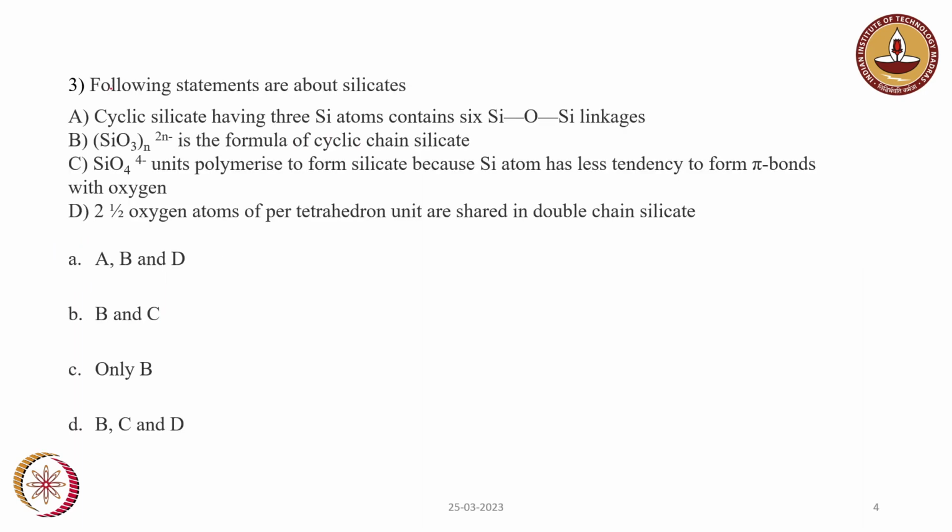The next question: the following statements are about silicates. A, cyclic silicate having 3 silicon atoms contains 6 Si-O-Si linkages. B, (SiO3)n with 2n minus is the formula of cyclic chain silicate. C, SiO4 4 minus units polymerize to form silicates because Si atom has less tendency to form pi bonds with oxygen. D, 2.5 oxygen atoms per tetrahedron unit are shared in double chain silicate.